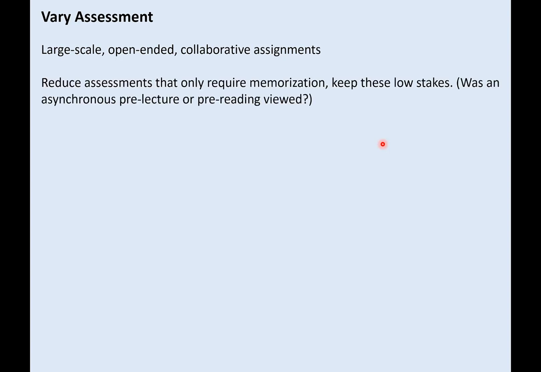You want to reduce assessments that only require memorization; keep these low stakes. Was an asynchronous pre-lecture or pre-reading viewed? Those are the kind of things that are perfect for easy multiple choice. And again, as we mentioned before, multiple choice exams can be retaken if need be, if the student got a question wrong.